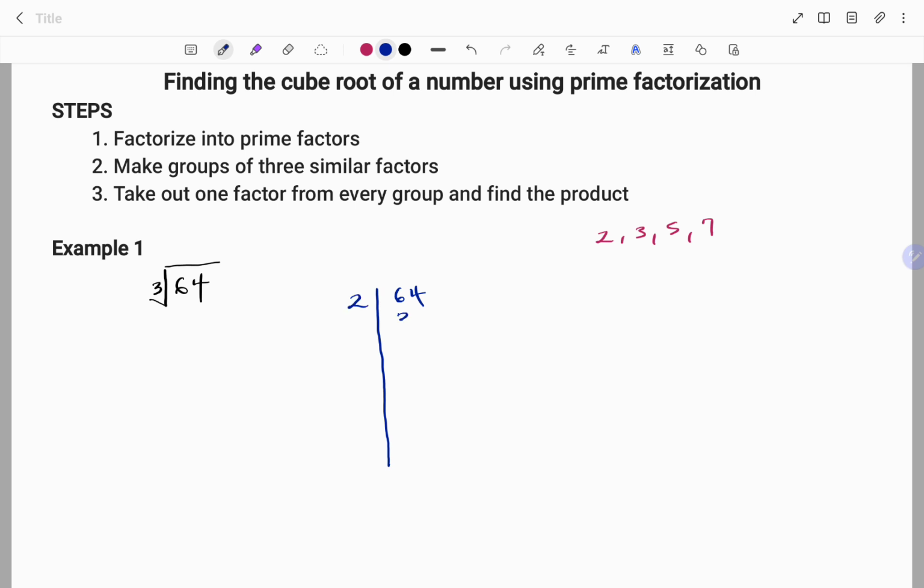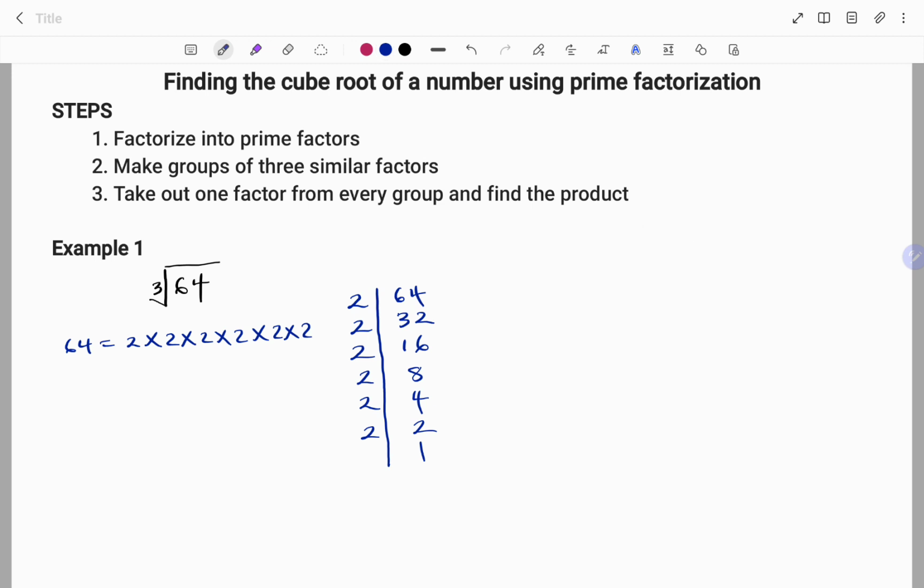64 divided by 2, we have 32. We use 2 again because 32 is an even number. 32 divided by 2 gives us 16. Another even number, so we divide by 2 again. 16 divided by 2 is 8. 8 divided by 2 is 4. That's another even number, so we divide by 2 to have 2, and 2 divided by 2 is 1. Thus, the prime factorization of 64 is 2 times 2 times 2 times 2 times 2 times 2.